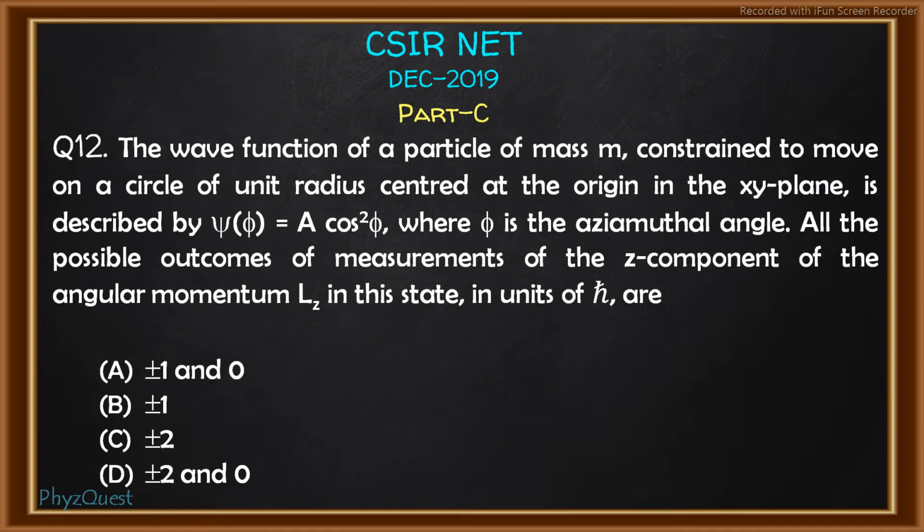The question is: the wave function of a particle of mass m constrained to move on a circle of unit radius centered at the origin in the xy plane is described as psi equal to A cos square phi, where phi is the azimuthal angle. We need to find the possible outcomes of the measurement of the z component of the angular momentum, Lz, in units of h cross. So basically you are given a wave function and you need to find the possible eigenvalues of the Lz operator in units of h cross.